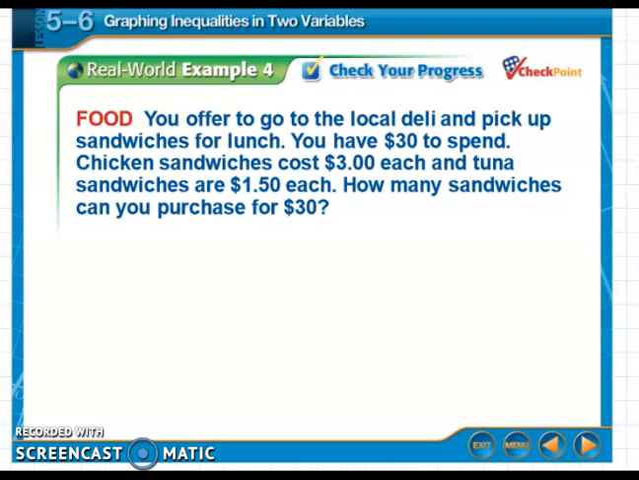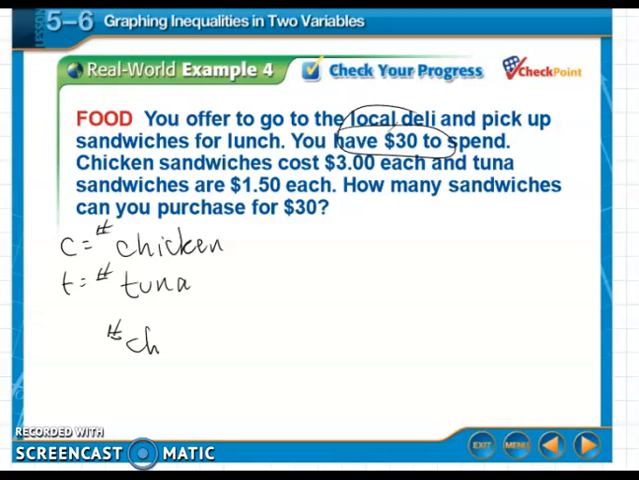Okay, this one, we're either buying chicken sandwiches or buying tuna sandwiches. I'm going to say C equals the number of chicken sandwiches bought and T equals the number of tuna sandwiches bought. You have up to $30 to spend. So the cost of the chicken can't be above $30. So our inequality is going to look like this. The total cost.